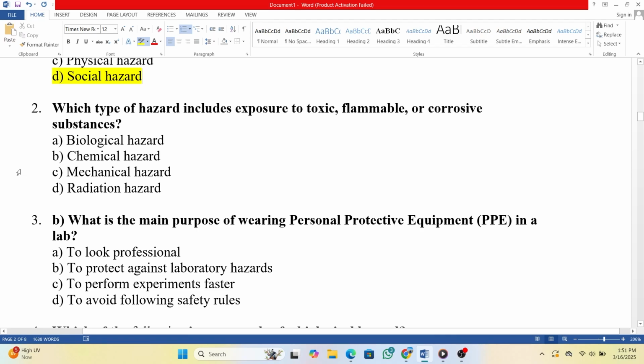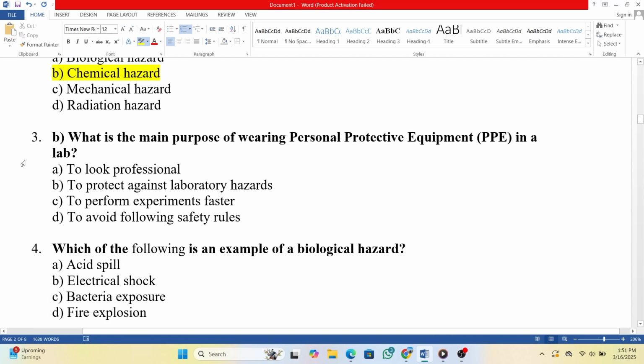2. Which type of hazard includes exposure to toxic, flammable, or corrosive substances? A. Biological hazard. B. Chemical hazard. C. Mechanical hazard. D. Radiation hazard. Answer, B.